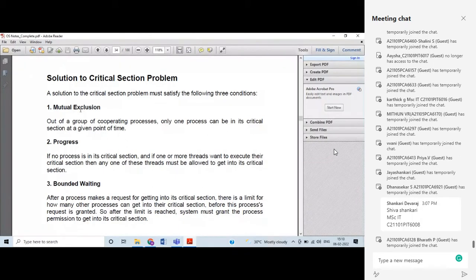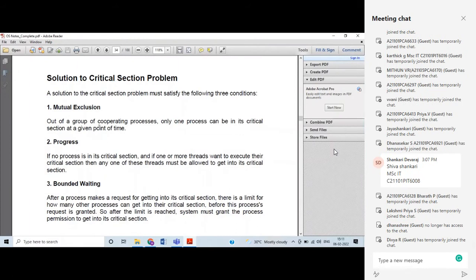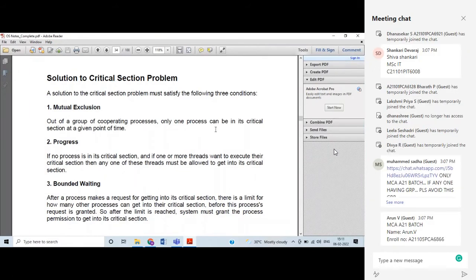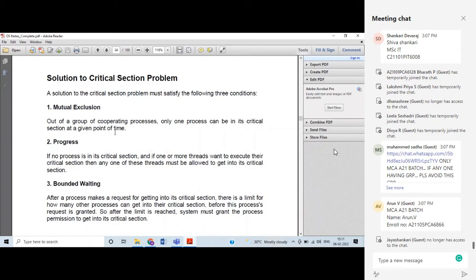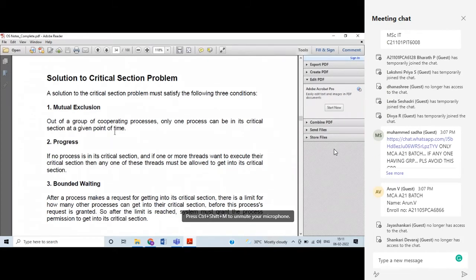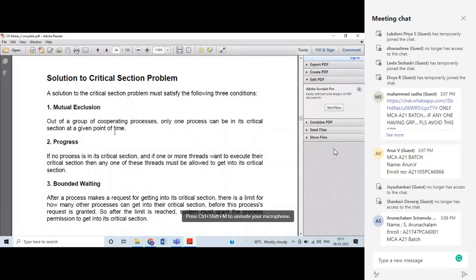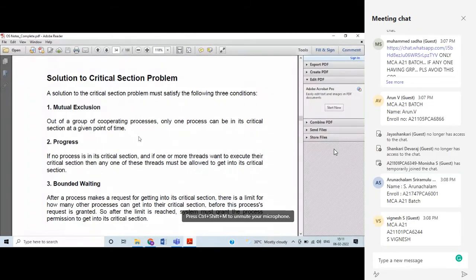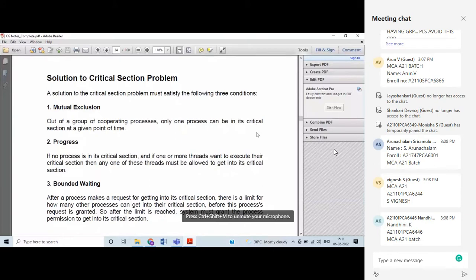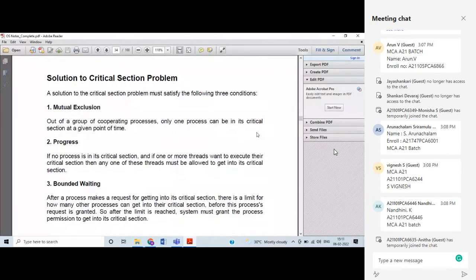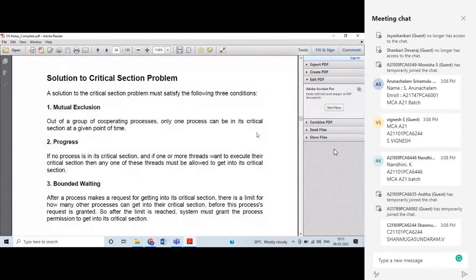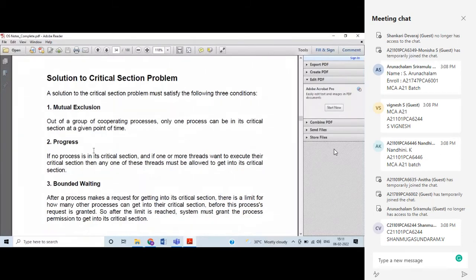What do you mean by mutual exclusion? Out of a group of cooperating processes, only one process can be in its critical section at a given point of time. The shared data will be present in the critical section. So mutual exclusion means only one process can be in its critical section, so that only one process can access the shared data, and it won't be a problem for other processes as well as for the consistency of the data.